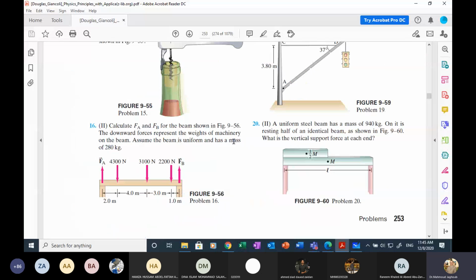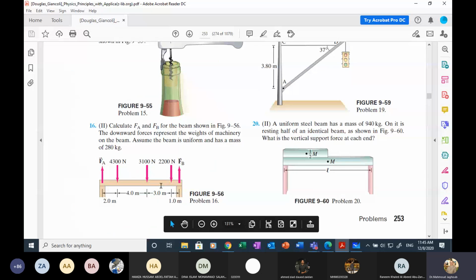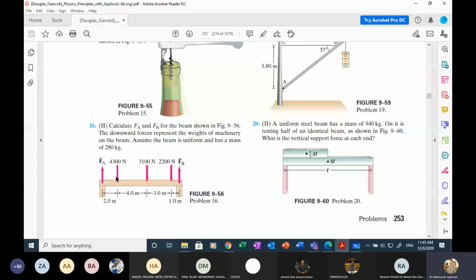In 16, he's given us a beam. This is a beam. This beam rests on two supports, over here and over here. And you have 3 forces applied to the beam. It's like weights. You can think of this as a table. You have two legs here that you can see, and you have two legs in the background. And you have three books, for example, on the table. You can think of it this way, but those are much larger weights than the weights of the books.